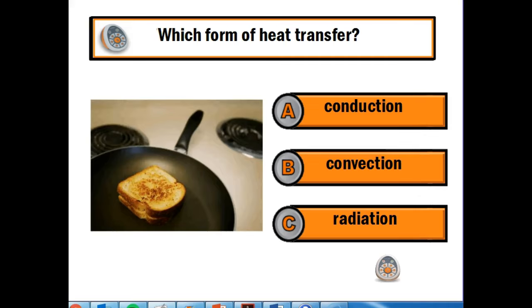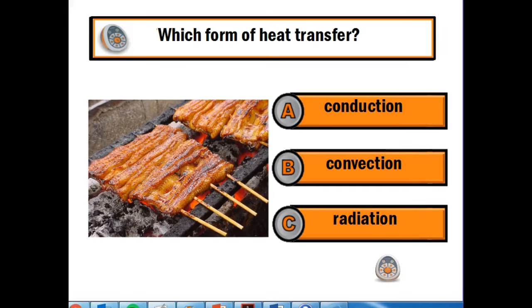What cooked this grilled cheese? Is it conduction, convection, or radiation? Yes, conduction. This skillet was touching the stove eye, so the stove eye particles bumped into the skillet, made them move faster, and then the skillet particles bumped into the bread and made those particles move faster until it cooked the bread. Conduction. Now, this is all three, but listen to my question.